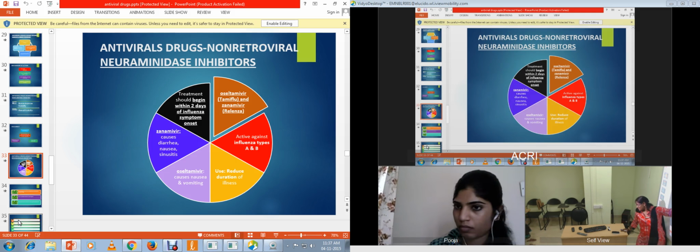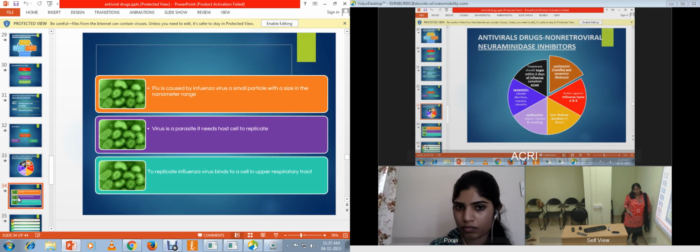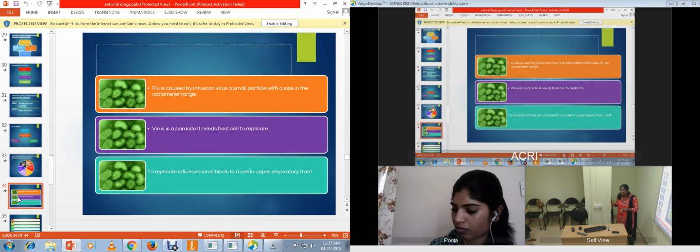Oseltamivir is Tamiflu. Have you ever come across bird flu? Oseltamivir is the drug of choice. It is active against influenza type A and B and reduces the duration of illness; it causes nausea and vomiting. Zanamivir causes diarrhea, nausea and sinusitis. Once you know about the drug, you should know about its adverse effects. But benefit always outweighs the risk. That is why you go for a drug: benefit should be more, risk should be less.